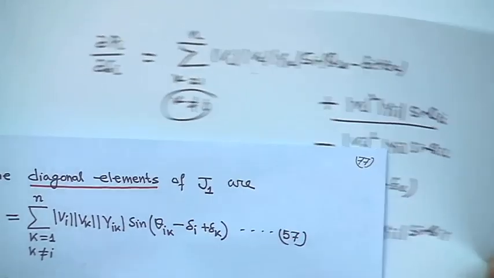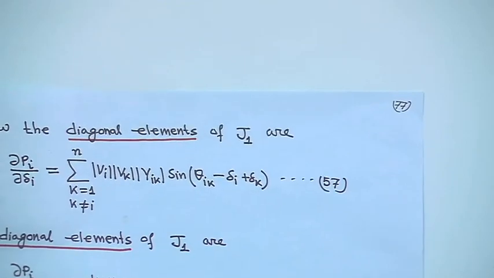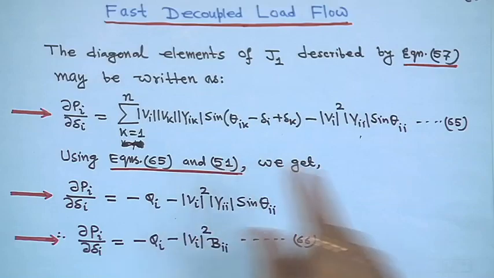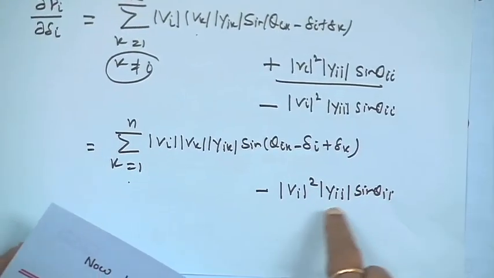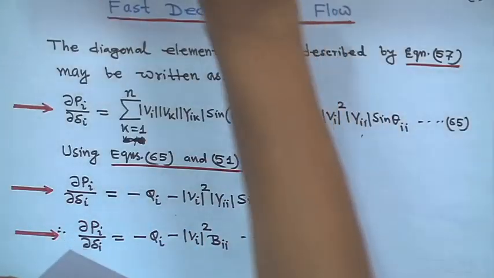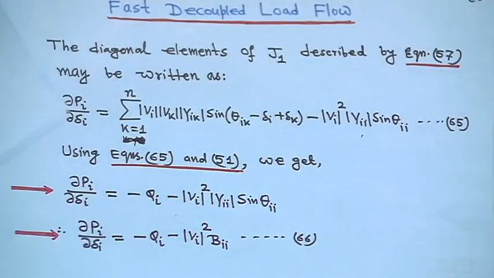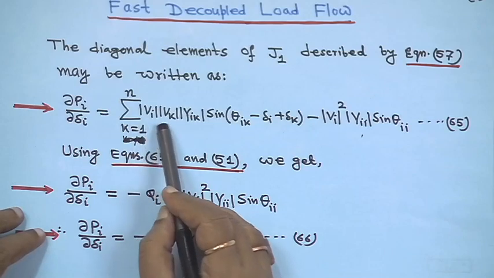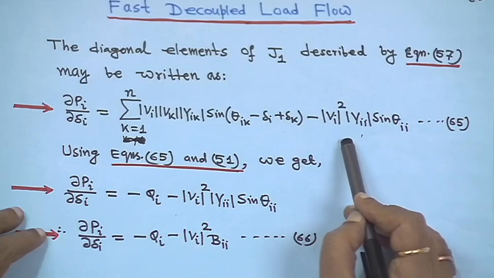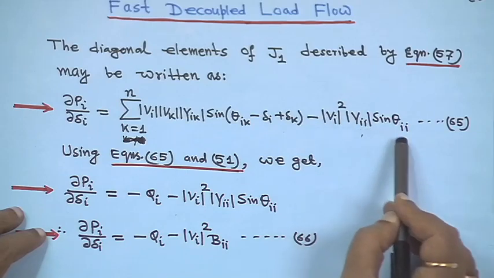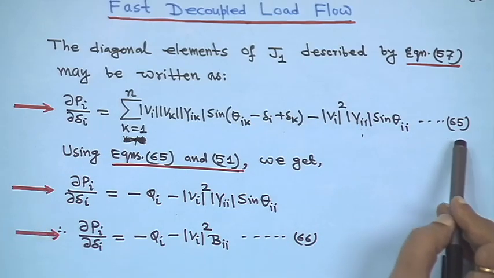If it is so, then the first decoupled thing is that this term can be written as whatever I showed you, that this term minus V I square y I sin theta I. That means delta Pi upon delta I can be written as sigma k is equal to 1 to n V I V k y I k sin theta I k minus delta I plus delta k minus V I square y I sin theta I. This is equation 65.